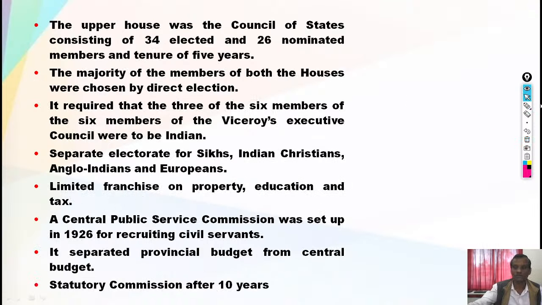The upper house was the Council of States consisting of 34 members, that is, the legislative council was 34 and 26 were nominated. Just to remember, this is exam oriented. The majority of members were chosen by direct elections. Six members were from the Viceroy's executive, that is not necessary.